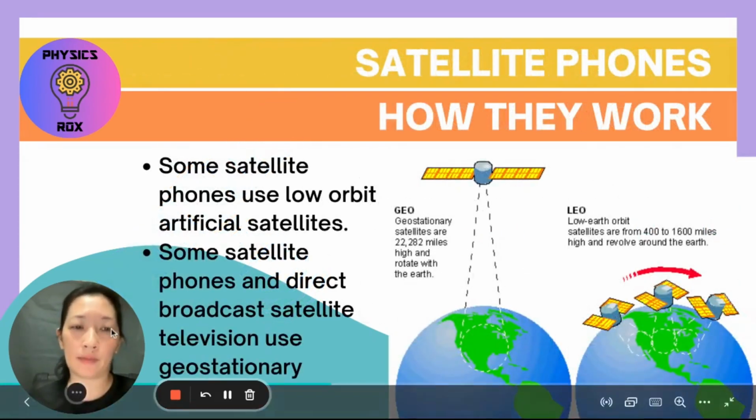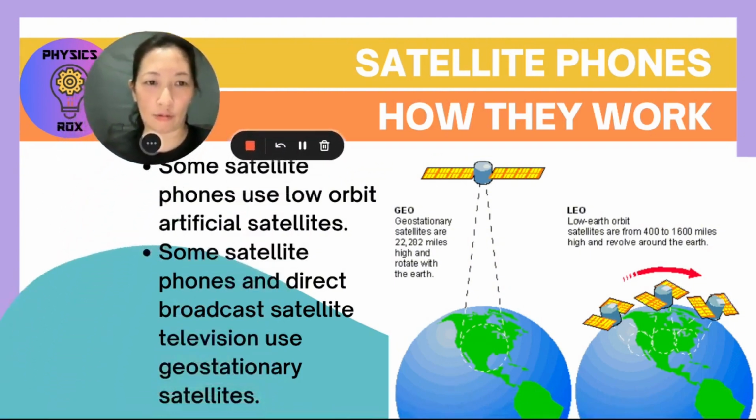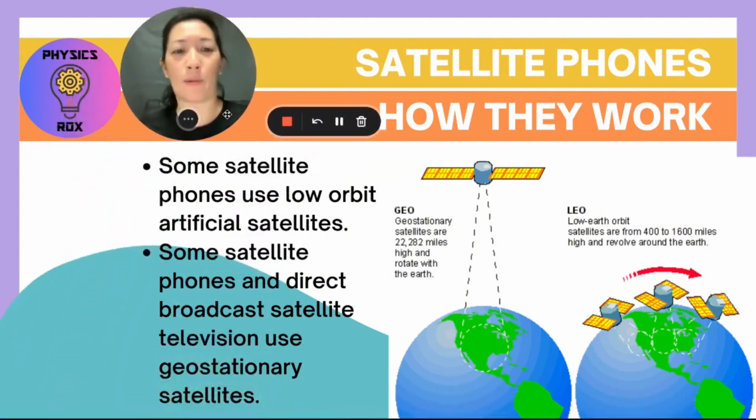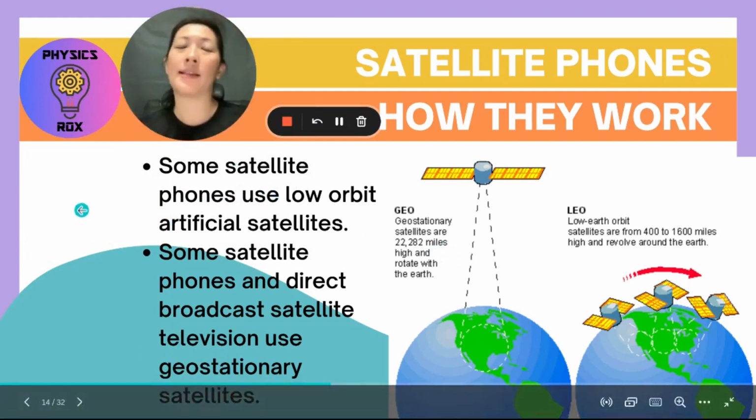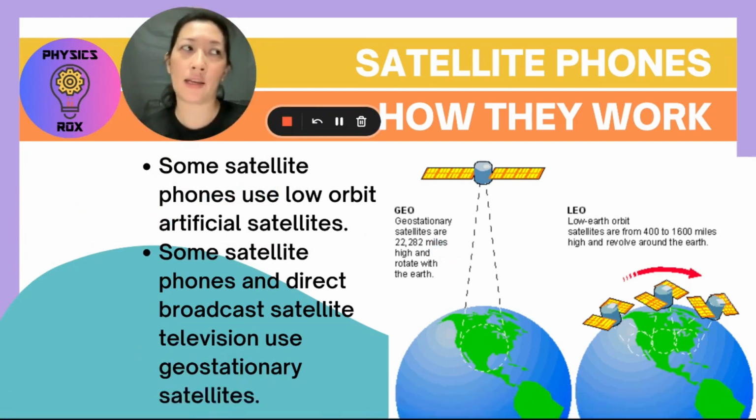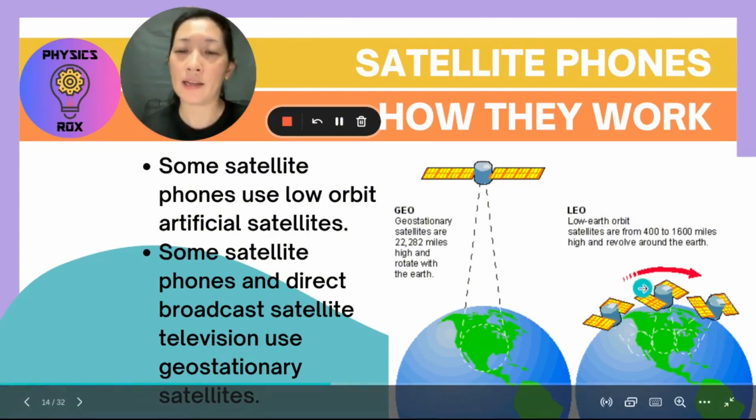Here is a slide to explain a bit more clearly. I realize now that my loom is blocking the text, so I'll move my face out of the way. All right. So over here are some of the comparisons between satellite communication and radio wave communication. For satellite communication, which uses microwaves, some satellite phones use low orbit artificial satellites. Low orbit here means that the satellites revolve around 400 to 1,600 miles high, around the Earth.